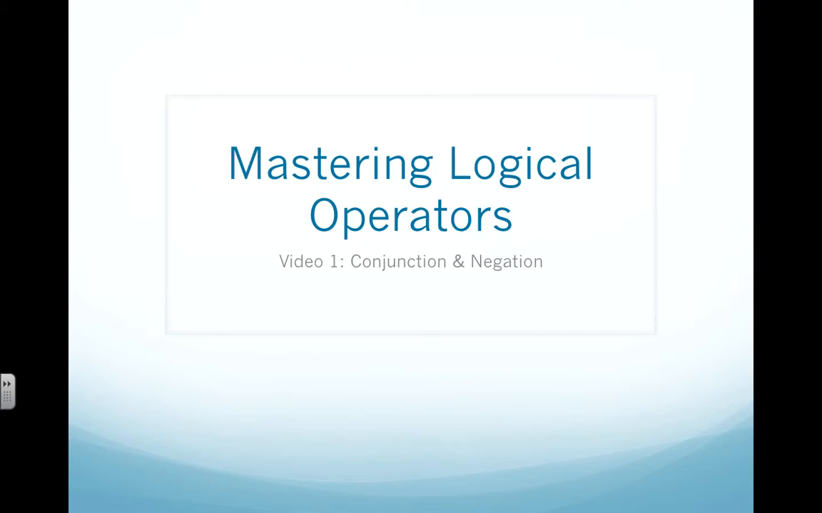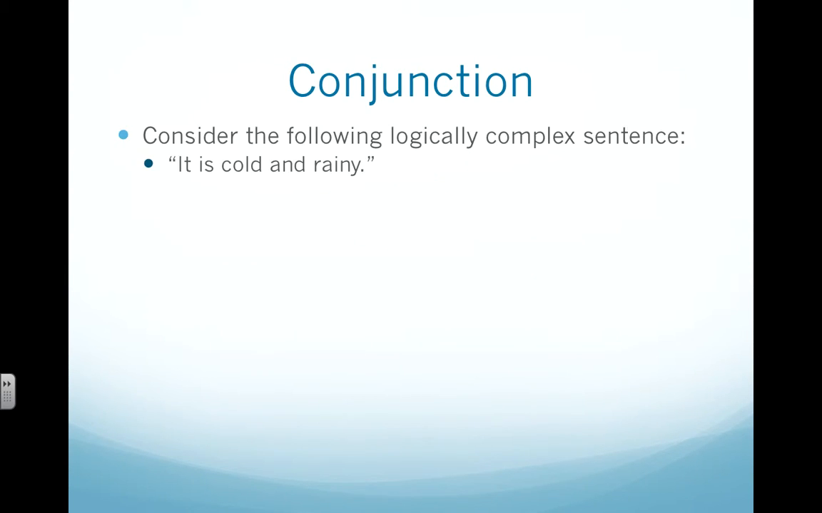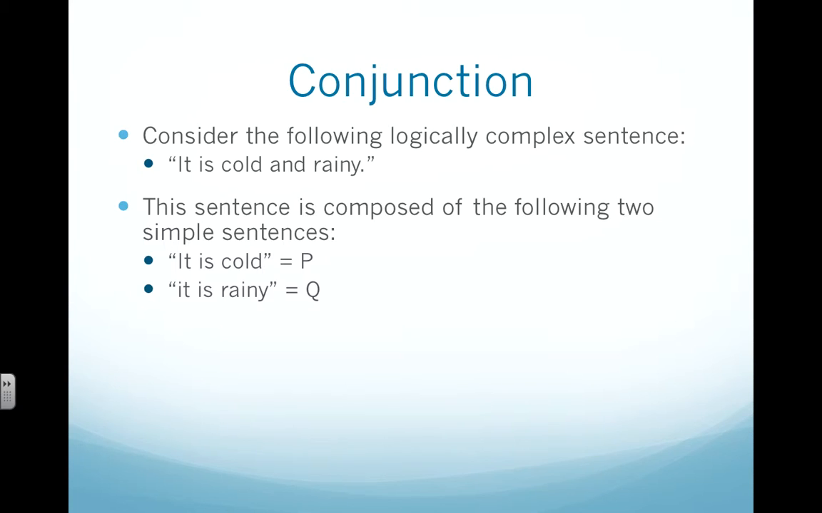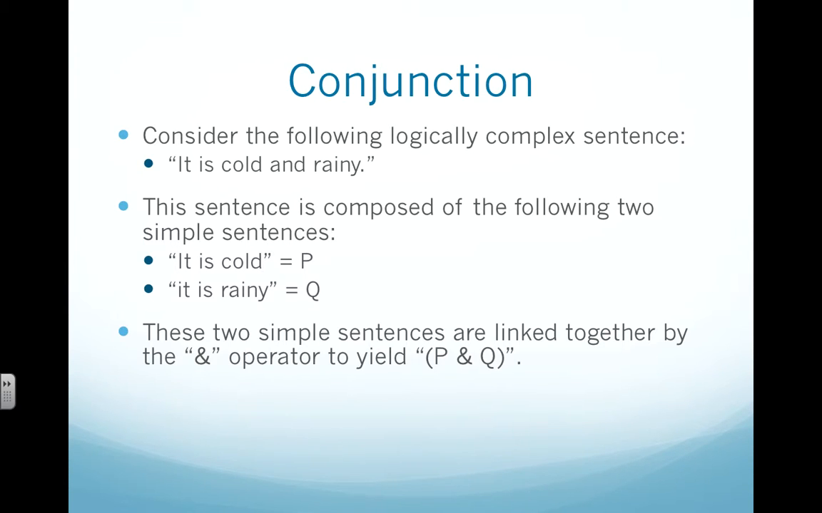Alright, so let's just dive straight into the content here. We'll start with conjunction. Now, we've got a logically complex sentence here: it is cold and rainy. As you'll well know, if you're up to this point, the sentence is composed of two logically simple sentences. They are P, it is cold, and Q, it is rainy. These two simple sentences are linked together by the "and", or conjunction sign operator, and put it all together, that yields P and Q.